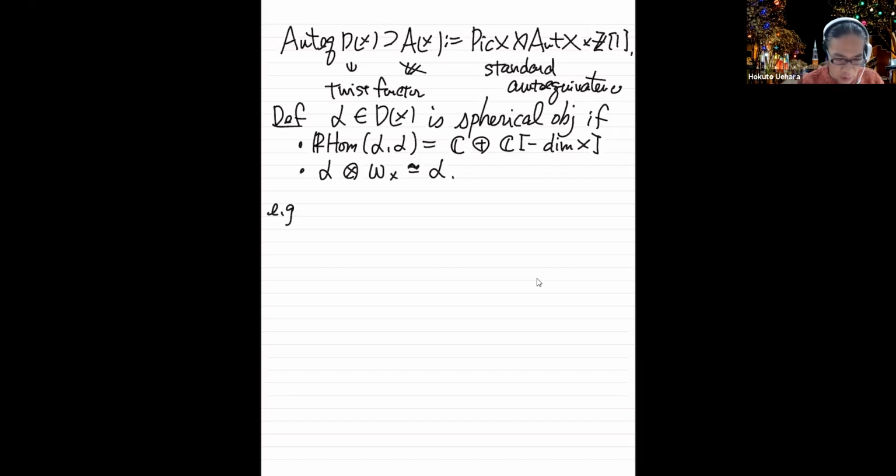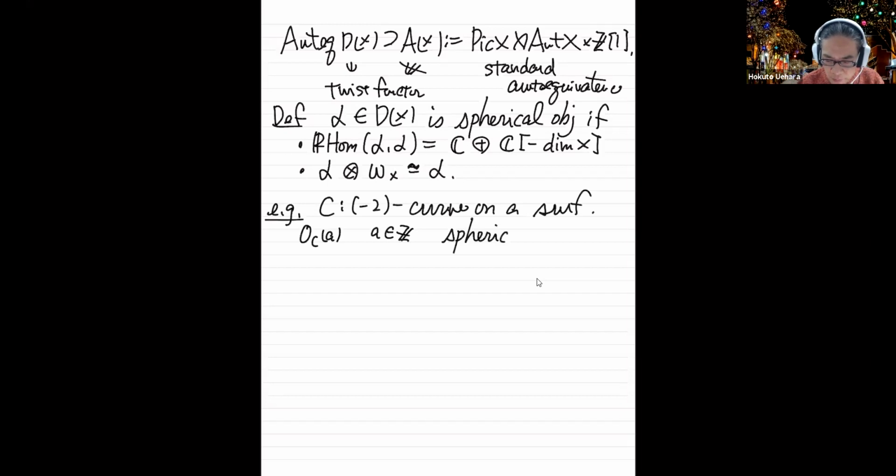An example: C is a -2 curve on a smooth surface, and the line bundle on the -2 curve is spherical in D(X). And associated to this spherical object, we can define the following non-trivial autoequivalence.